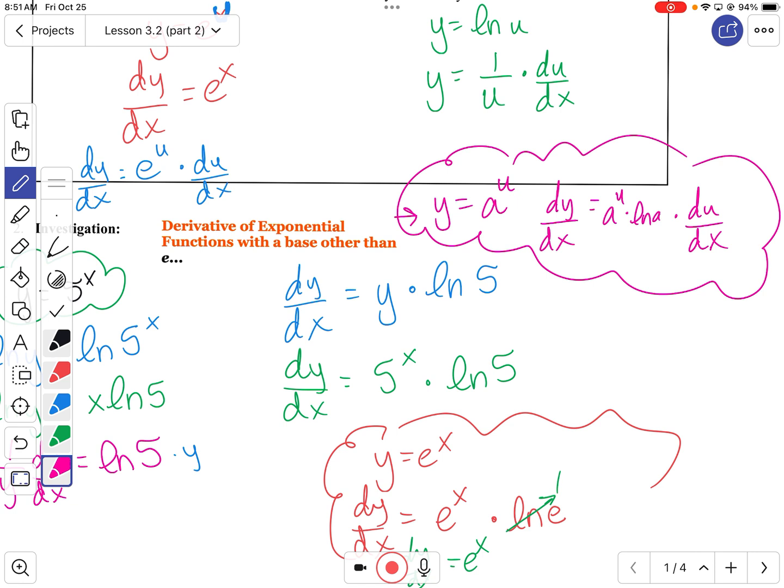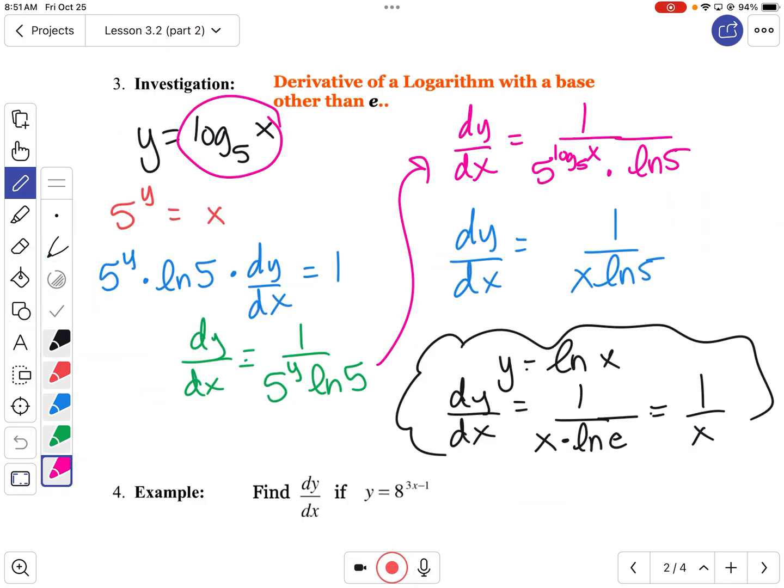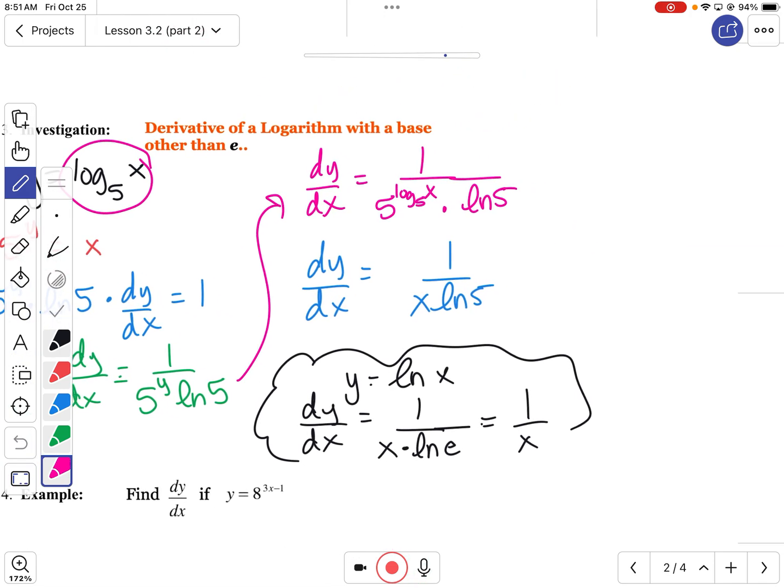Okay. So, same exponential expression times the natural log of the base times the derivative of the exponent. We're allergic to this today. Yes. Okay. It's all good. All right. And then the last one, a logarithmic one.